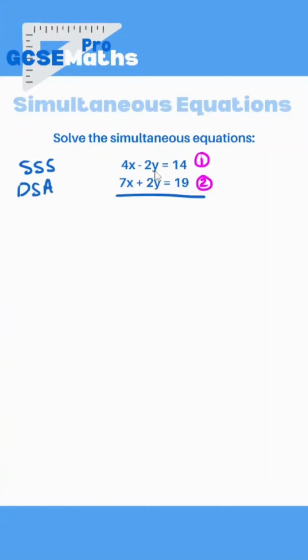Do you see how we've got a minus 2y and a plus 2y? That means different signs, so we need to add them. 4x plus 7x is 11x. Minus 2y plus 2y is obviously 0, those should cancel. And then 14 plus 19 is 33.